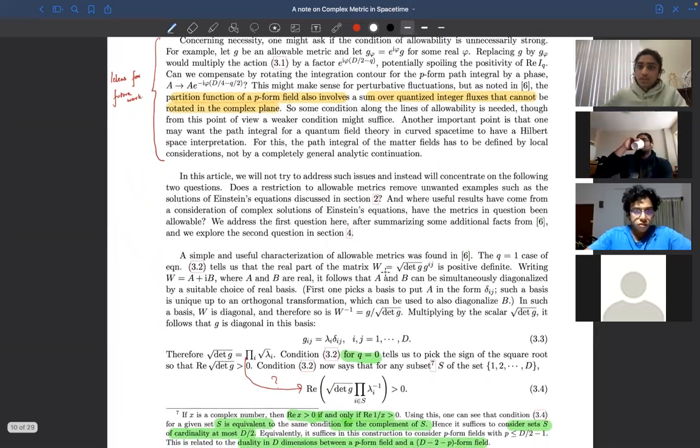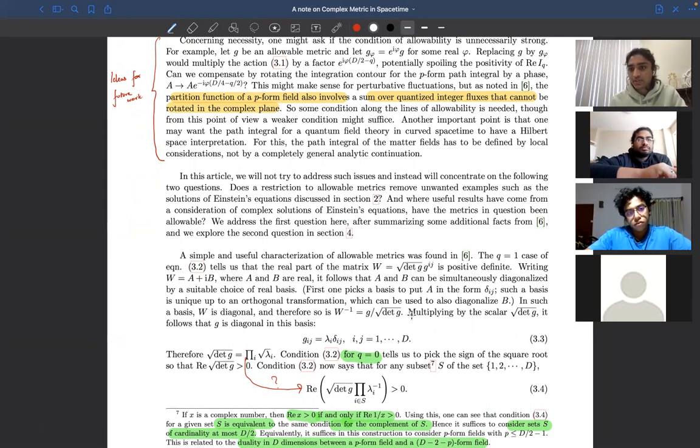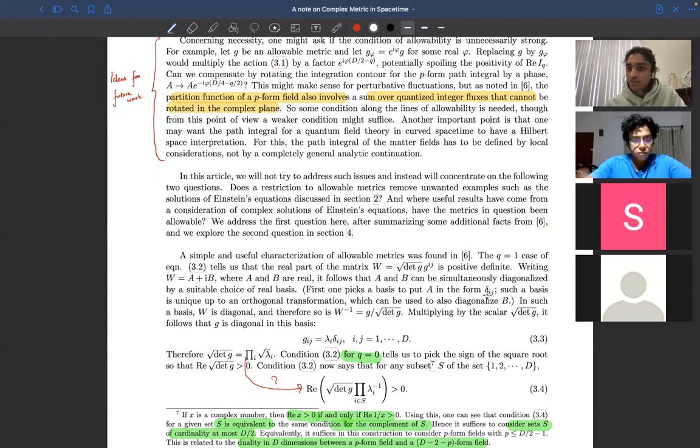And this is the next part. So for the case that q equals 1, we can see how this works out, right? This tells us that the real part of this matrix, which is sort of like your Jacobian, is positive definite. So you can write it in this form since it is complex. A and B are simultaneously diagonalizable. So now what you do is you pick a basis of the form of delta ij. It's orthogonal, and this can also diagonalize B because they're simultaneously diagonalizable. And therefore, we have the inverse.